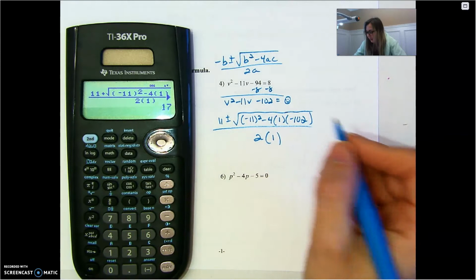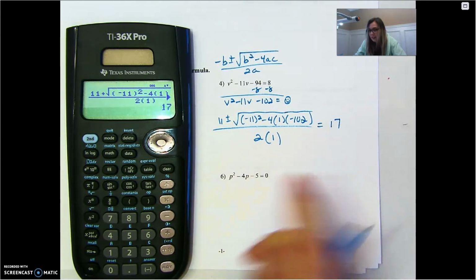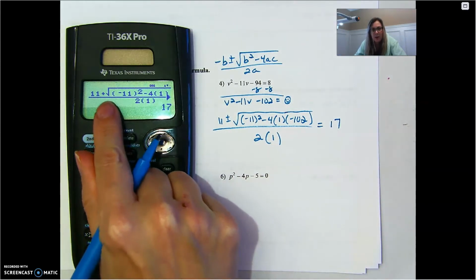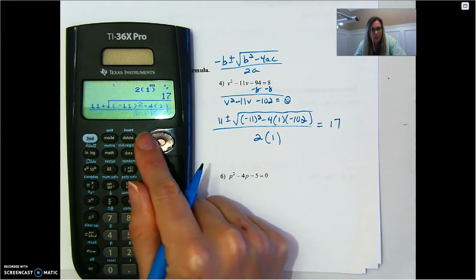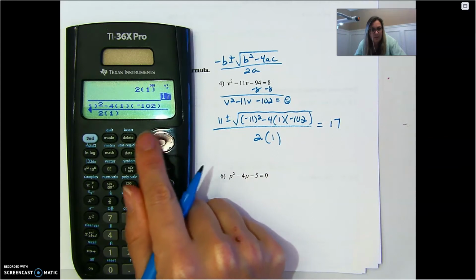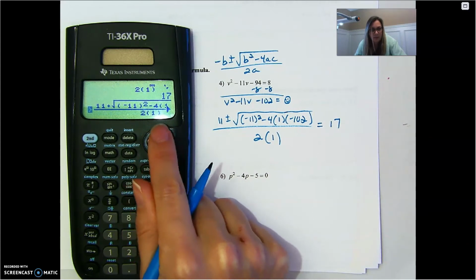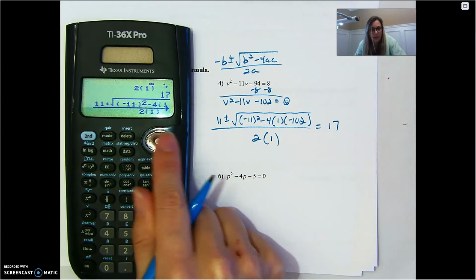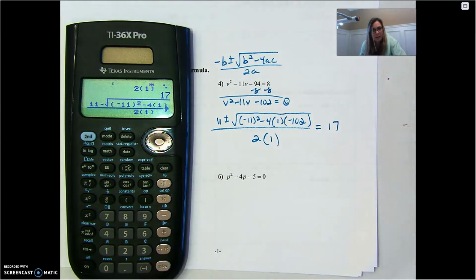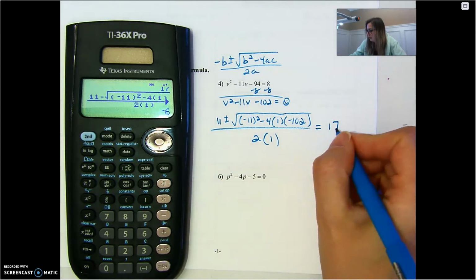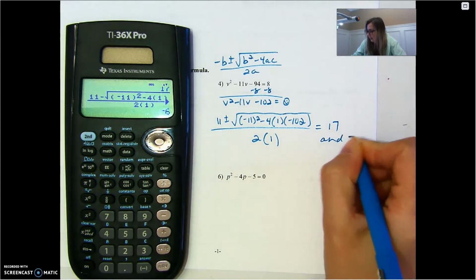All right, so the first answer here comes out as a 17, but then you have to backtrack and do the minus option. So you go back up, hit enter, you arrow back over. There we go. And we change that to a subtract. And there you go. So your answer is a 17 and a -6.